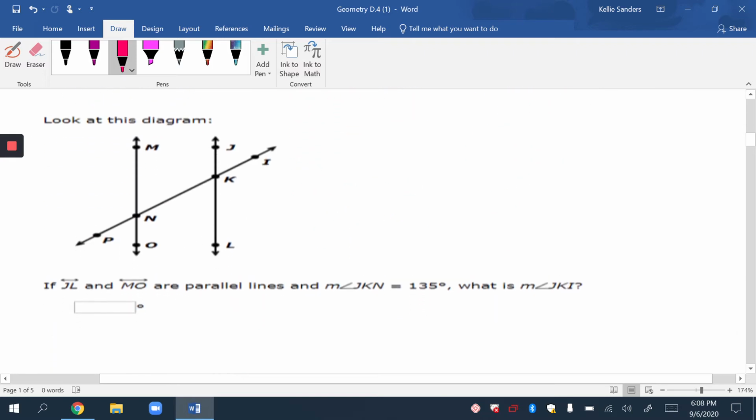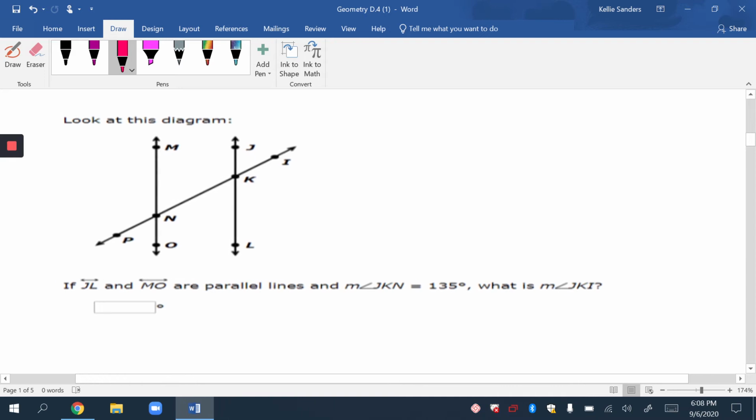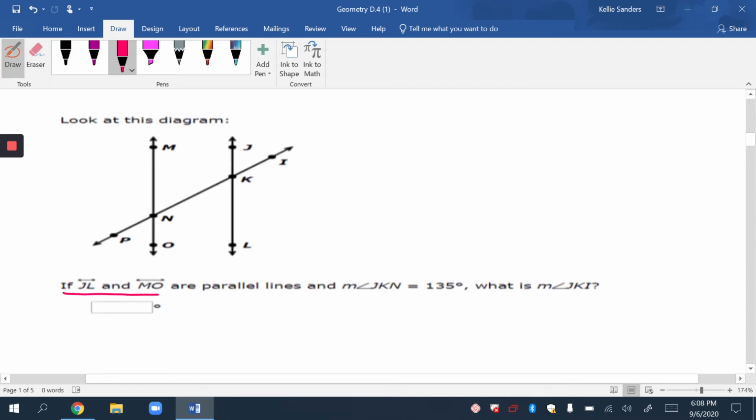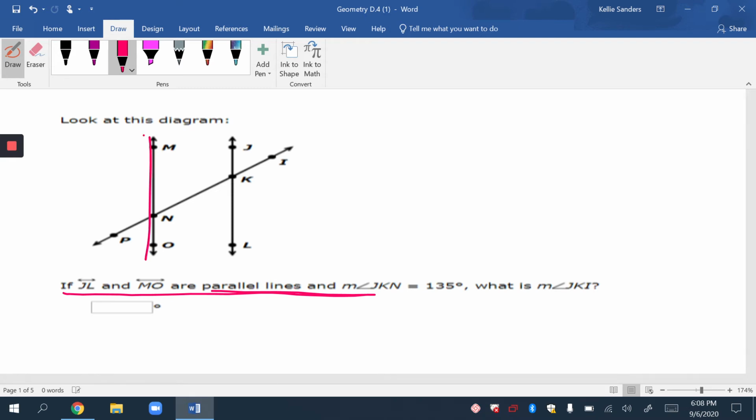Okay. All of your problems are going to be saying this right here. So you have two parallel lines and you have a transversal. So that means that of all eight angles, four angles are going to be one measure and the other four are going to be the other.